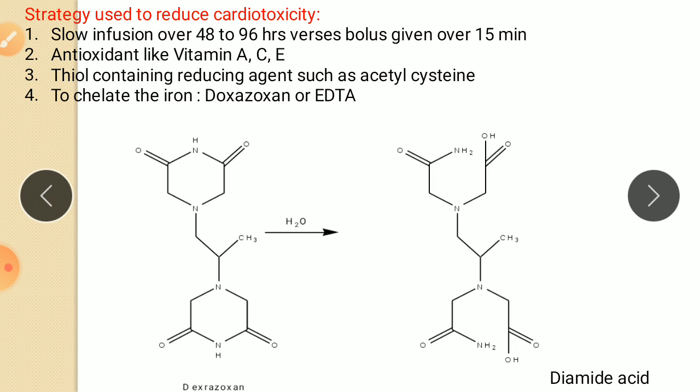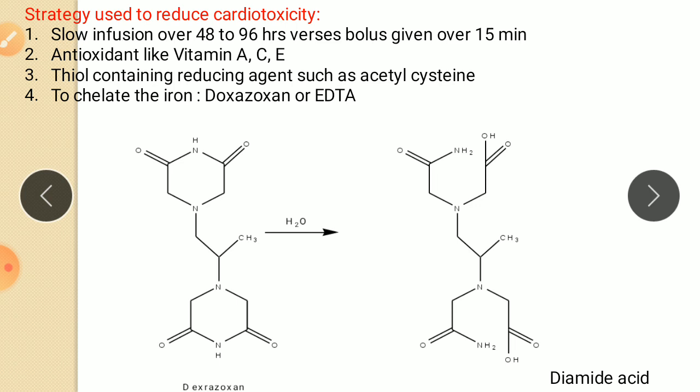Second, use of antioxidants like vitamins A, C and E. So antioxidants neutralize the free radical, that is the oxidant. Third, using a thiol-containing reducing agent such as acetylcysteine. So this reducing agent reduces Fe2+ into Fe3+, therefore preventing the formation of free radical.